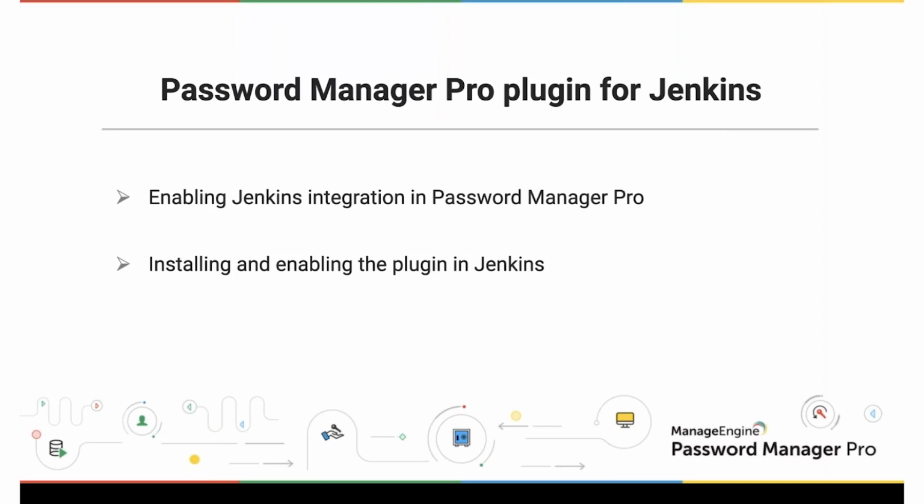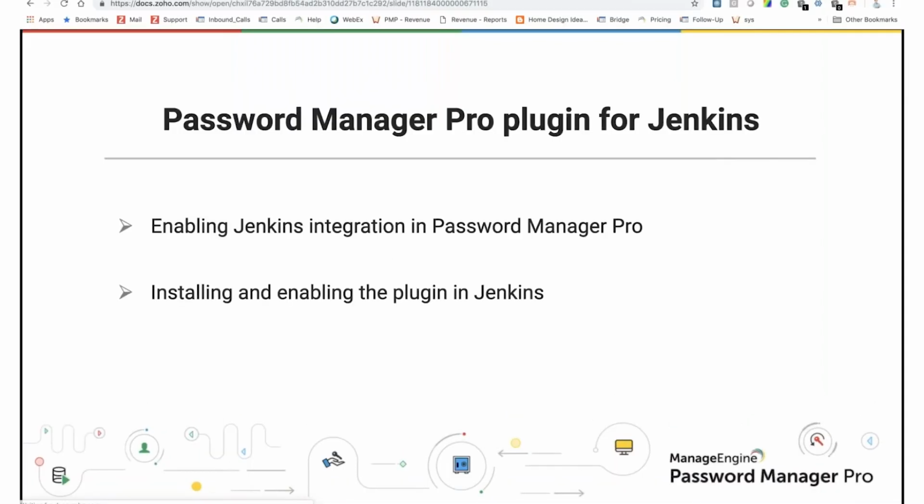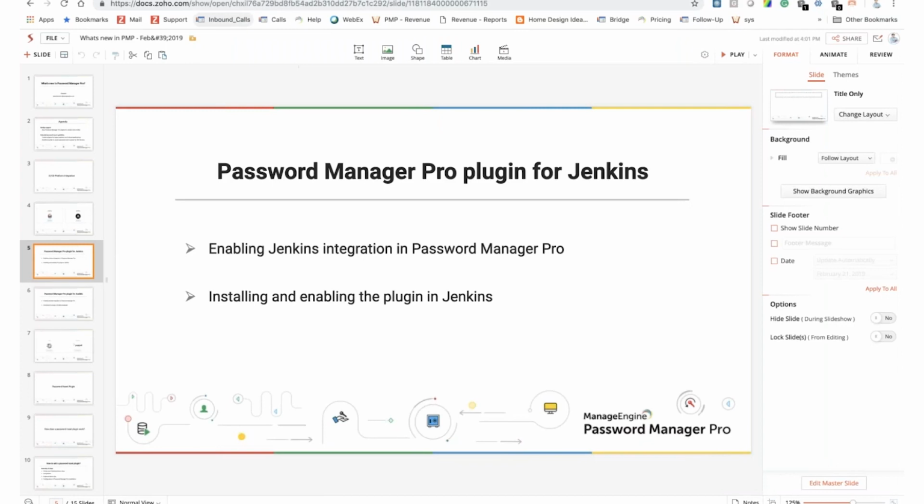So to begin using the Password Manager Pro plugin for Jenkins, the following are the two major steps involved in getting set up and starting to manage Jenkins secrets with Password Manager Pro. Step one is going to be enabling Jenkins integration in Password Manager Pro, and step two is installing and enabling the plugin in Jenkins. Okay, so I will quickly show you what has to be done.